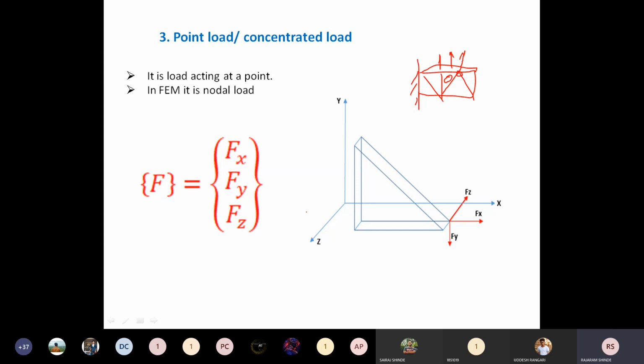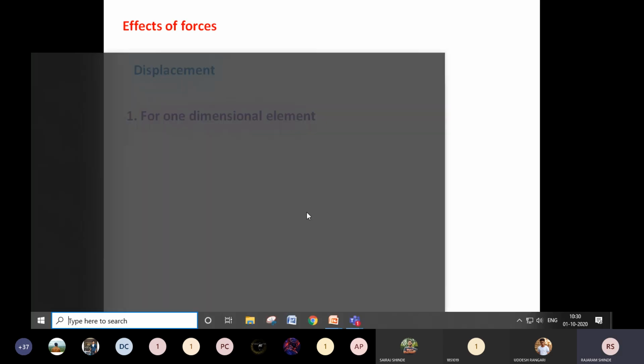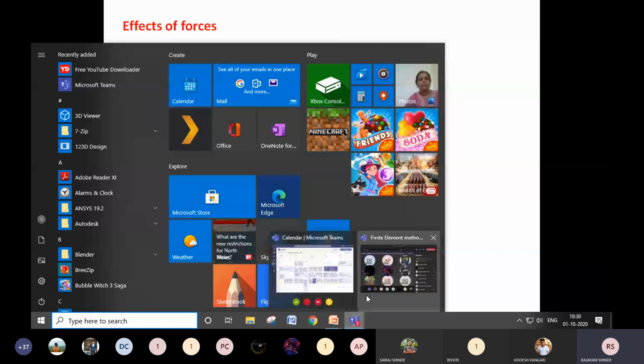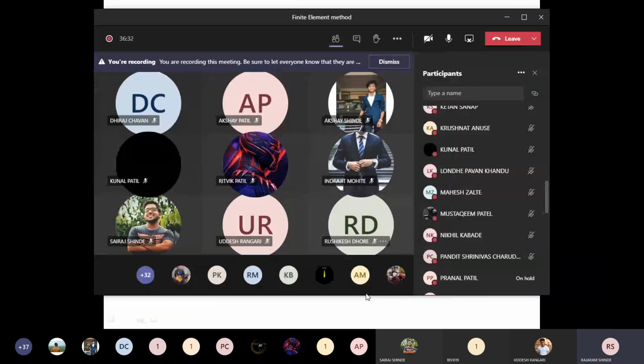So, after understanding the types of forces, we should understand the effects of the force. The effect of the force is displacement. Now, see here, I will explain this by considering the finite element method. In the finite element method, what we are doing... someone is asking a question. Who is asking? If you have a doubt, you can ask me.